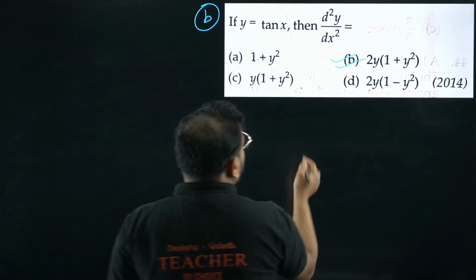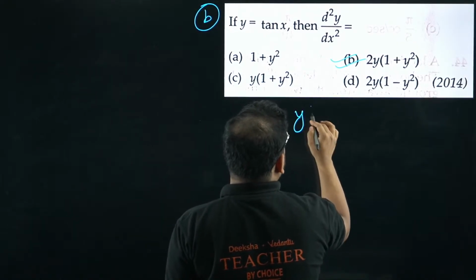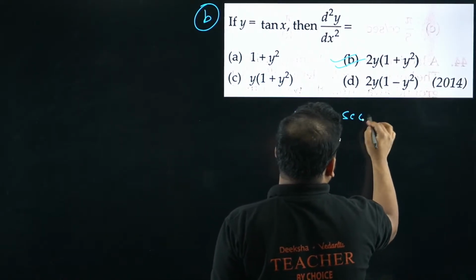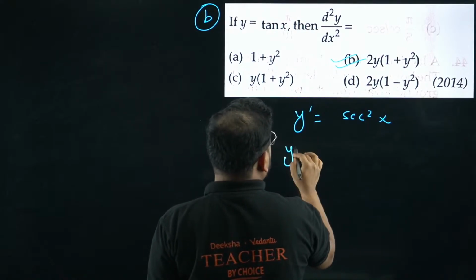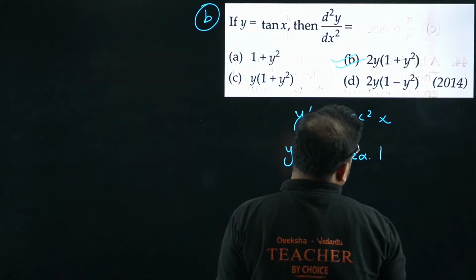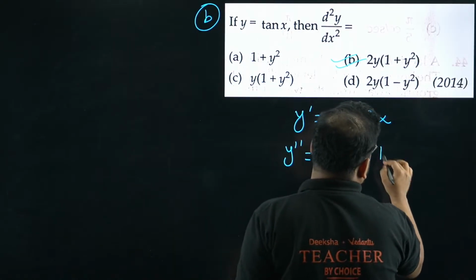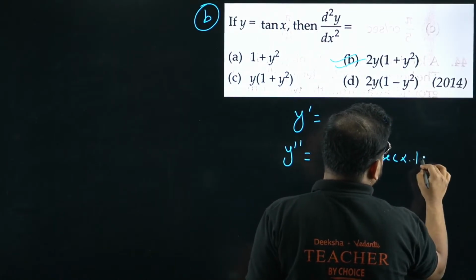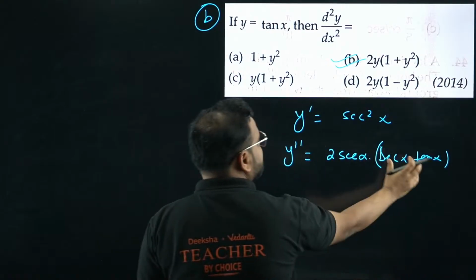How does it come? We can see here y is given as tan x, means y dash will become sec square x. This is very simple. y double dash will be what, sir? 2 sec x, and of course you'll have sec x tan x as well. This is from the chain rule.